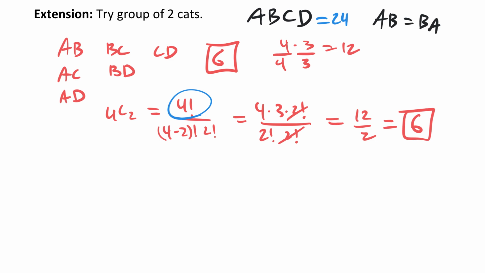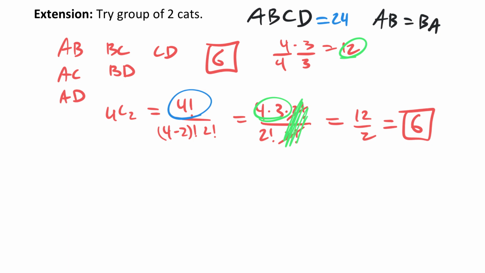Maybe I'll do that in another color here. We can see the 12, or the 4 times 3 right here. So this 2 factorial business that cancels out is kind of setting up the fact that there's only 2 blanks. We're choosing 2 cats, so only 2 blanks. So we have to modify the full 24 down to just the 2 cats.